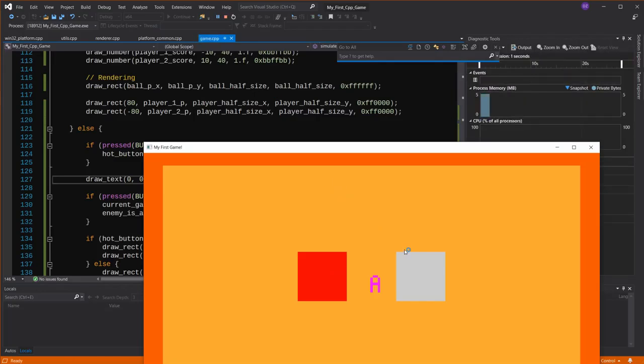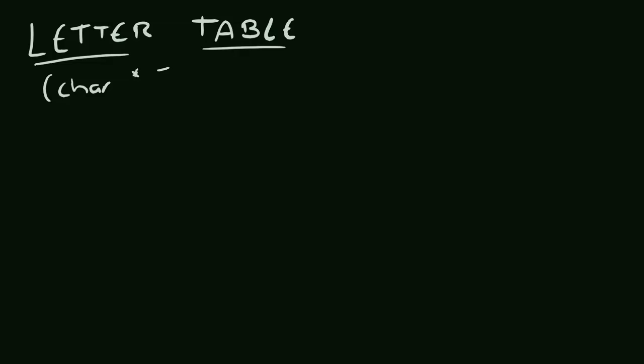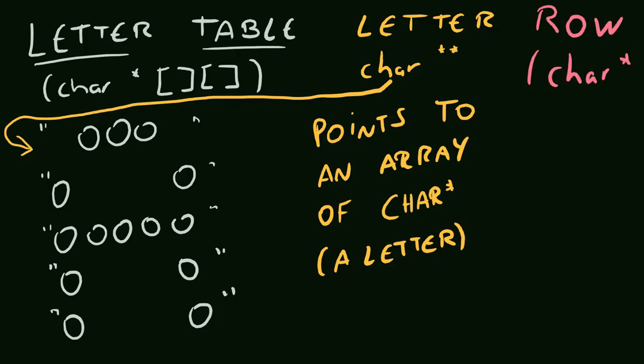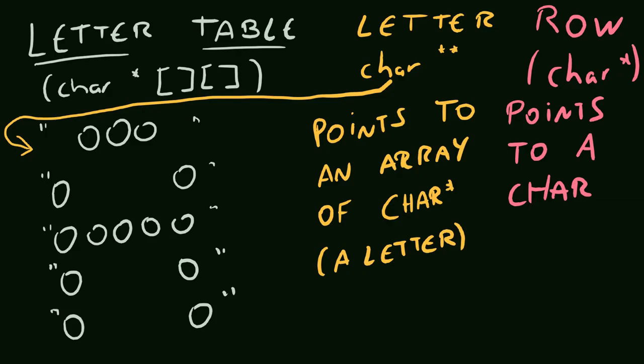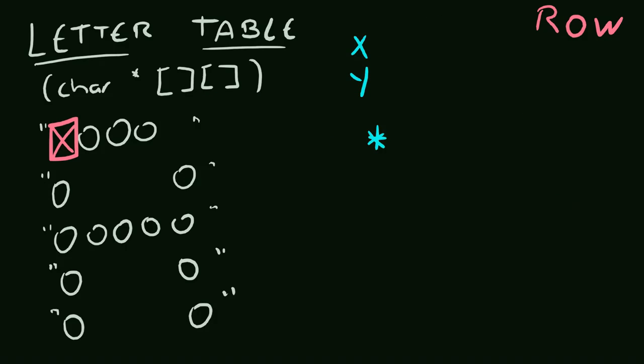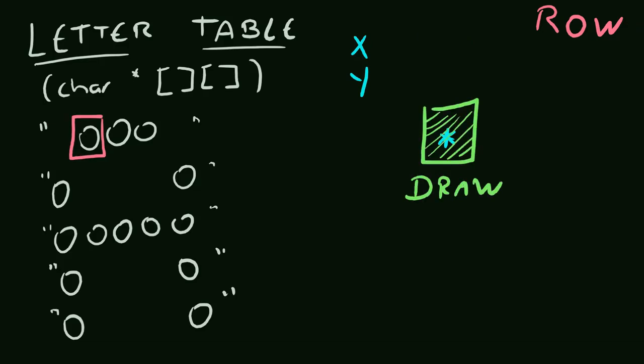Great, there's our letter. Let me review what we did, in case it wasn't 100% clear. We have a letter table, which is a 2D array of strings. Remember that a string in C is represented as a pointer to a character. We grab a letter and run through each row, so it starts pointing to the first row's first character. If it's 0, we draw it. We also move the X position and the row pointer, so we are ready to draw the next character.